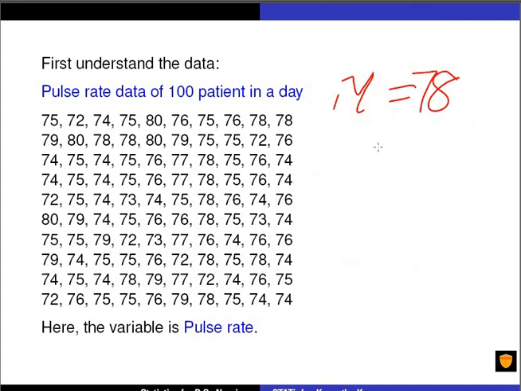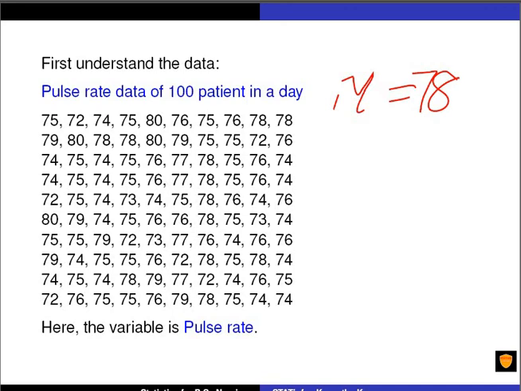In my previous video also, I started with a data, and here also I am going to use the same data. I have discussed measures of central tendency, and what does the measure of central tendency give us? It gives us one representative value of the whole data. This is the example of 100 patients who come to a hospital in a day, and the pulse rate of the 100 patients is recorded.